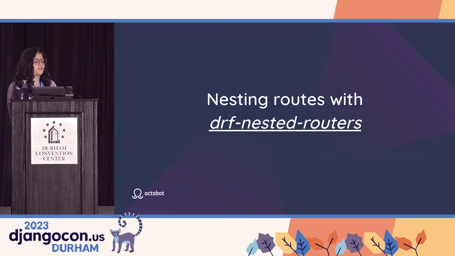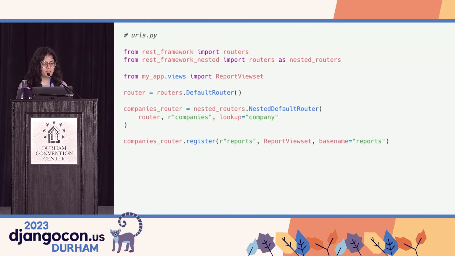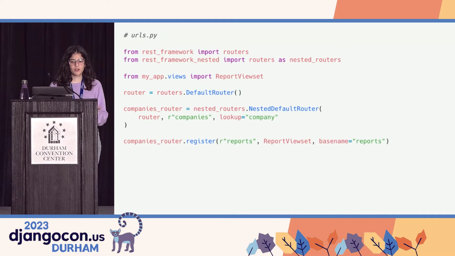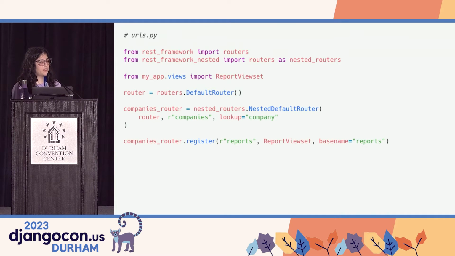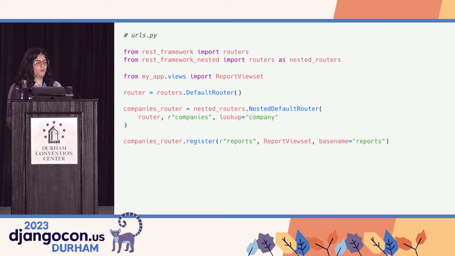First point, nesting routes. And for that, we used a library called DRF nested routers. It's really simple and easy to use. It's just a couple lines of code. You write your usual URLs file, you import your routers from REST Framework, and you also import your nested routers, or you import routers from REST Framework nested, and I renamed it to nested routers to avoid a name clash. You create your default router as usual, and then you can create your nested default router under which you actually nest all the view sets that you want nested.